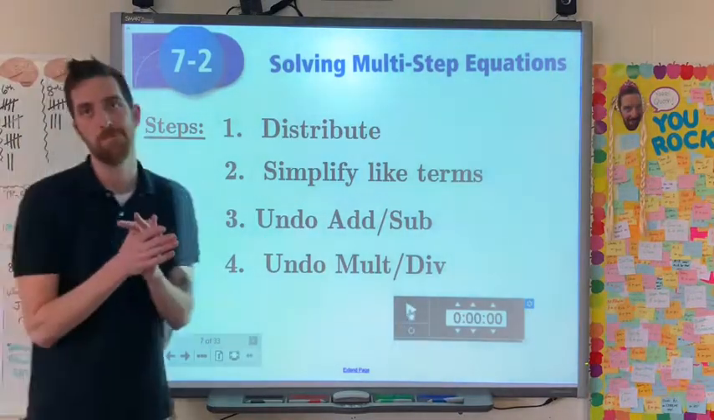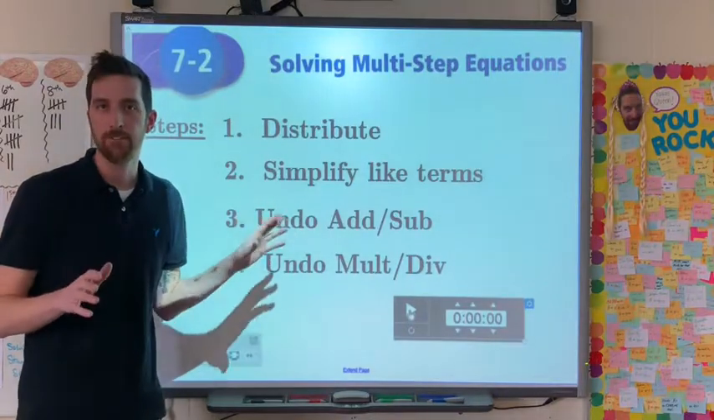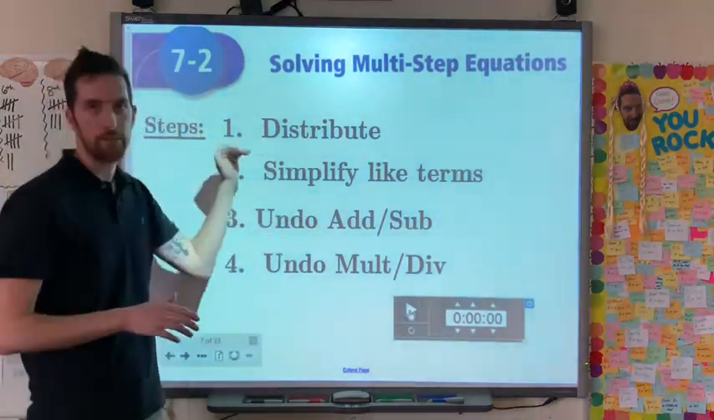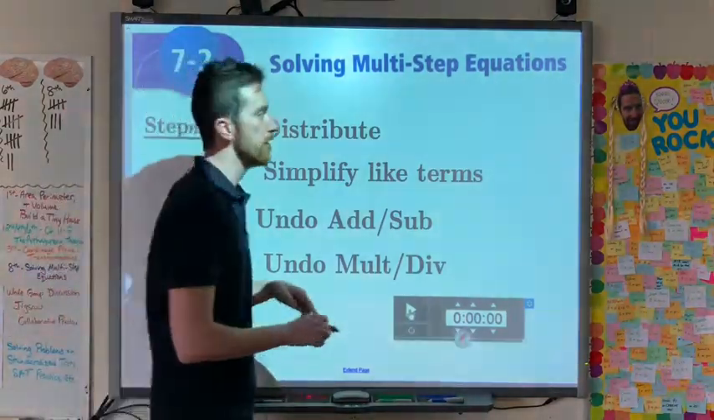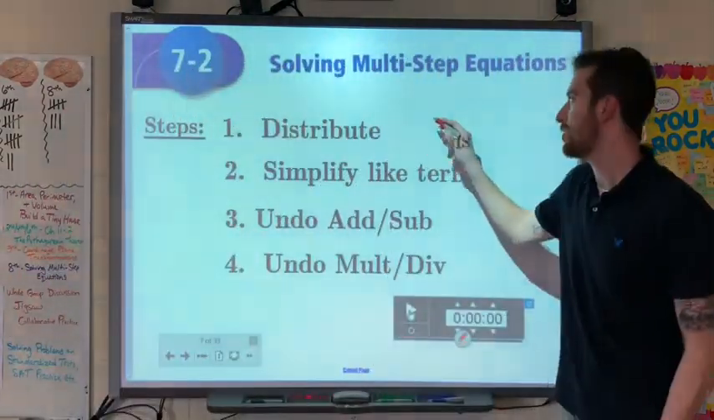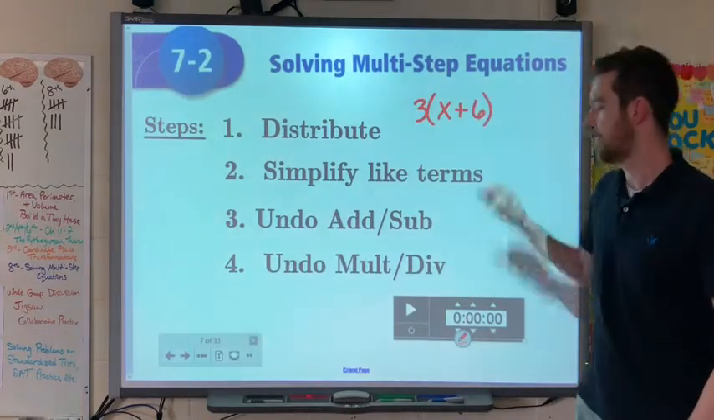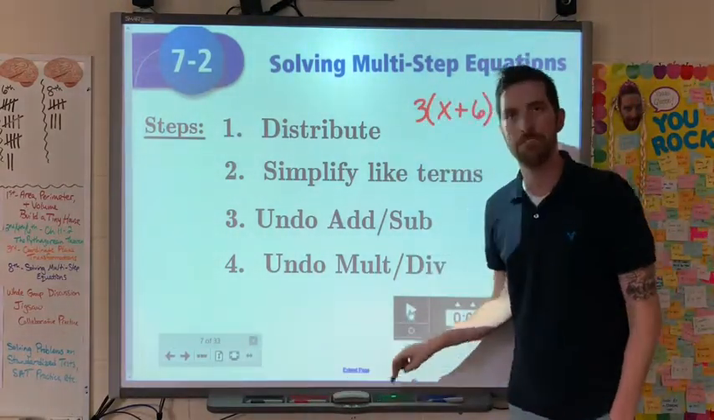All right, so you might still be writing, and that's okay because I'm going to stay on this for about 30 more seconds. So our first step is to distribute. Distributing is when you have a number outside of the parentheses, it means you multiply it by everything on the inside.